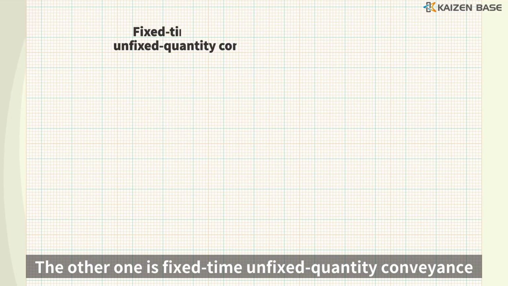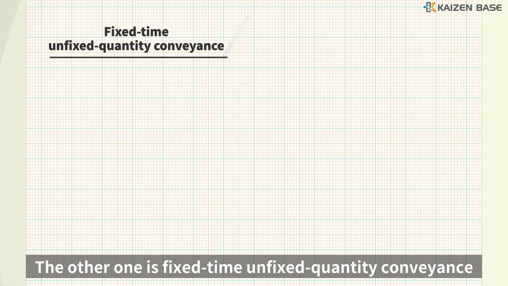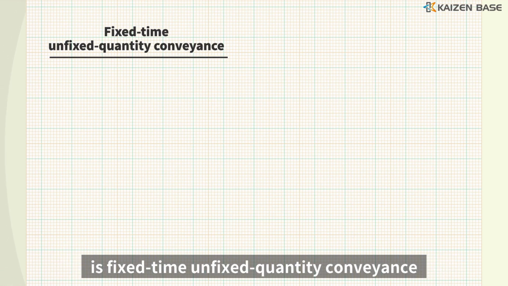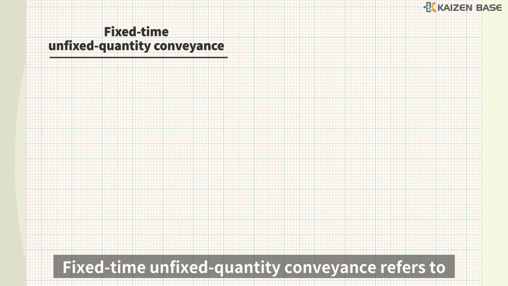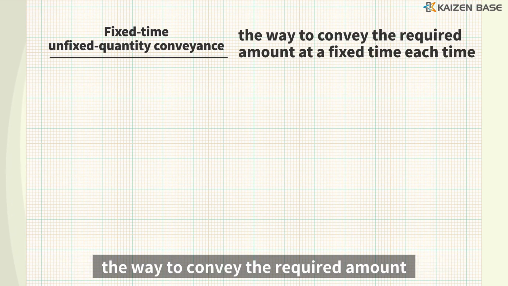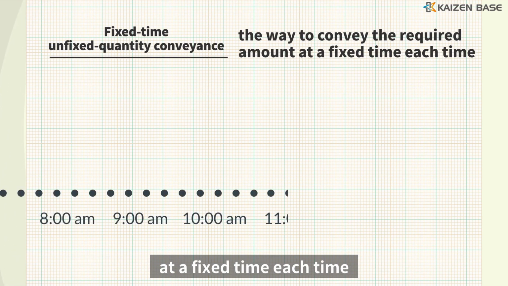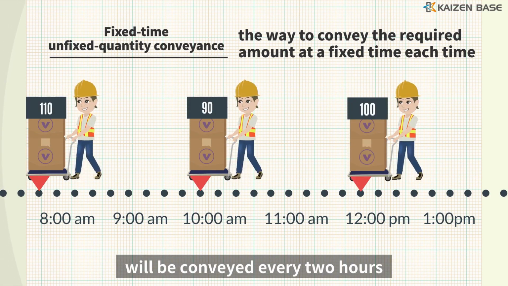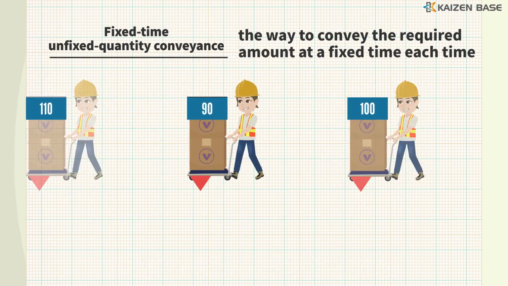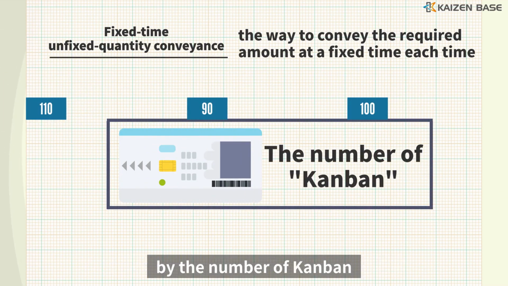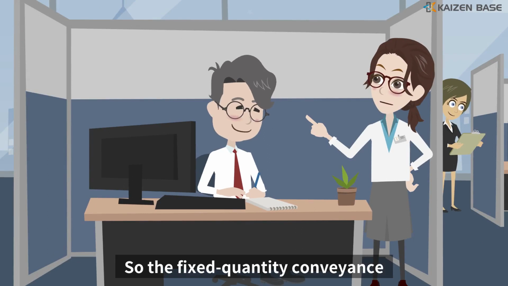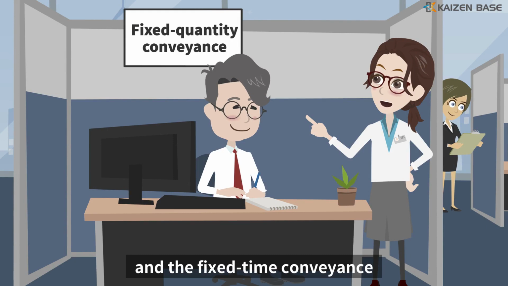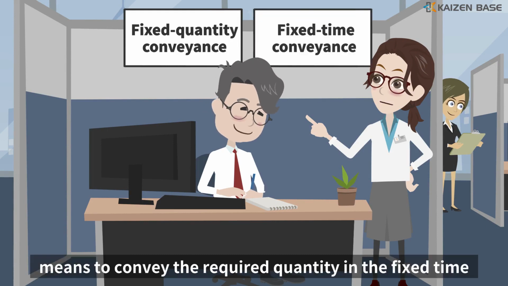The other one is fixed time unfixed quantity conveyance. The fixed time conveyance you mentioned just now is fixed time unfixed quantity conveyance. Fixed time unfixed quantity conveyance refers to the way to convey the required amount at a fixed time each time. For example, the required quantity of parts based on the given instruction will be conveyed every 2 hours. The required quantity is determined by the number of Kanban. So the fixed quantity conveyance means to convey the fixed quantity when needed, and the fixed time conveyance means to convey the required quantity in the fixed time.